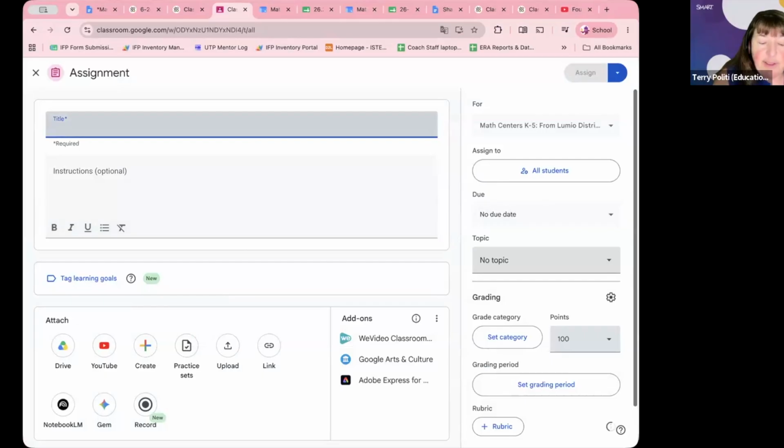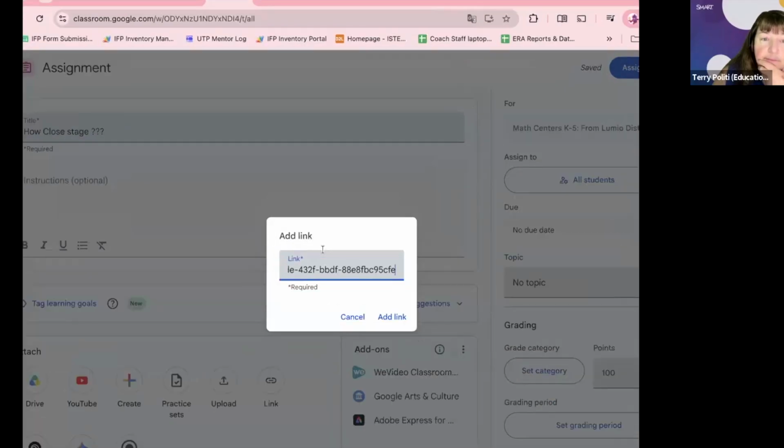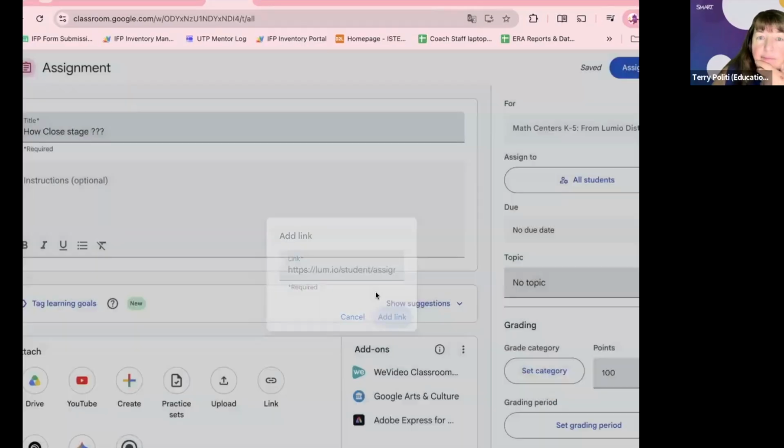I'm going to title it just so I know what it is. I don't remember what stage, so I'm putting question marks for myself. The most important part is that bottom piece where it says attach. You want to click on link, and we're going to paste in that link. So it's Command V to paste, and hit add link.